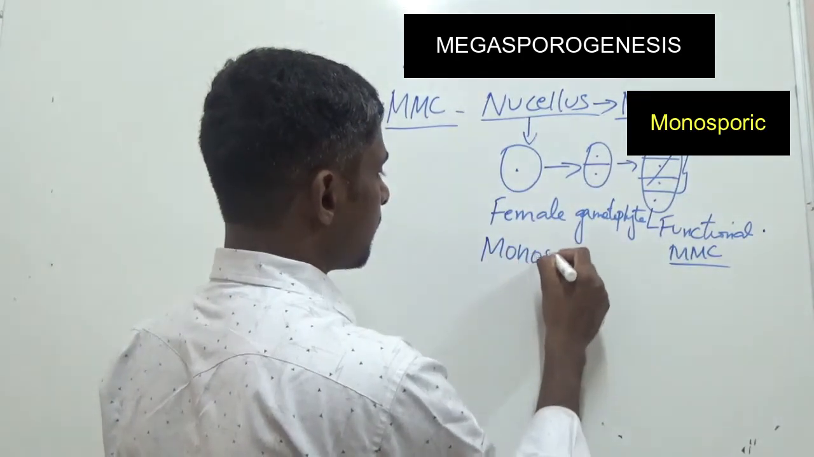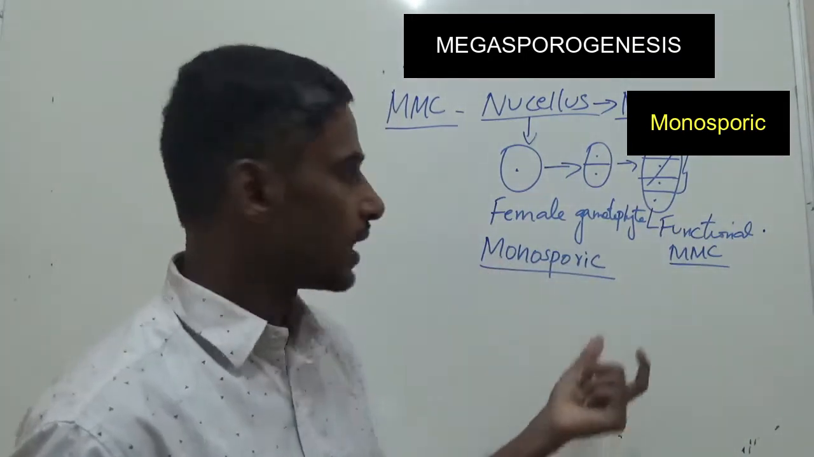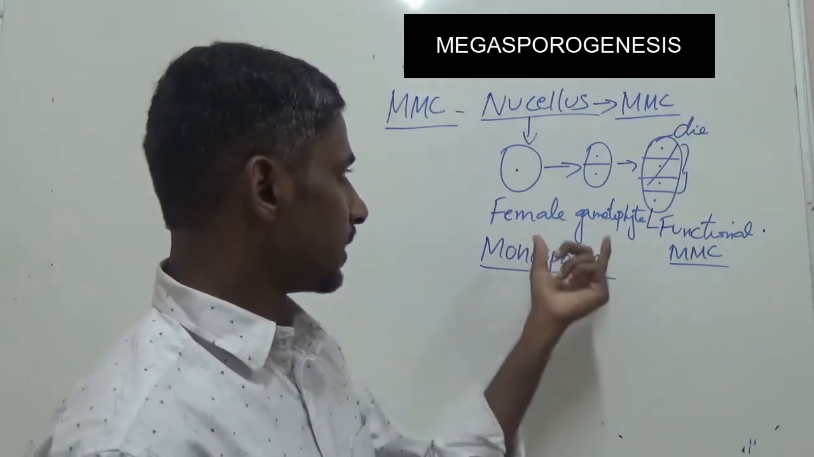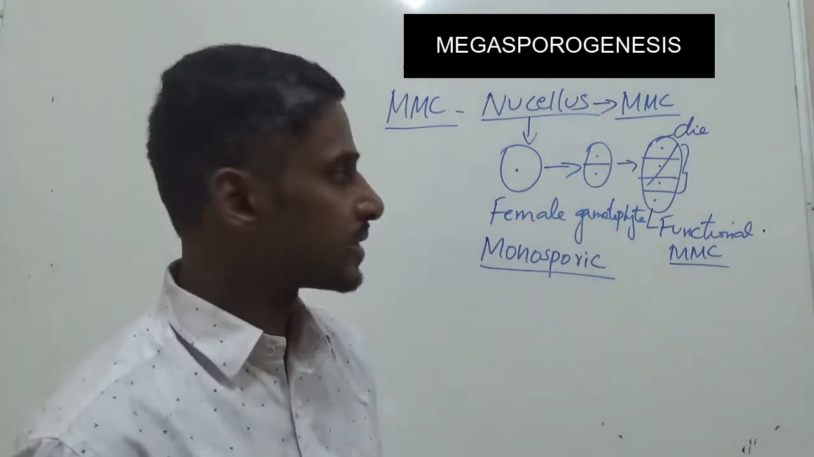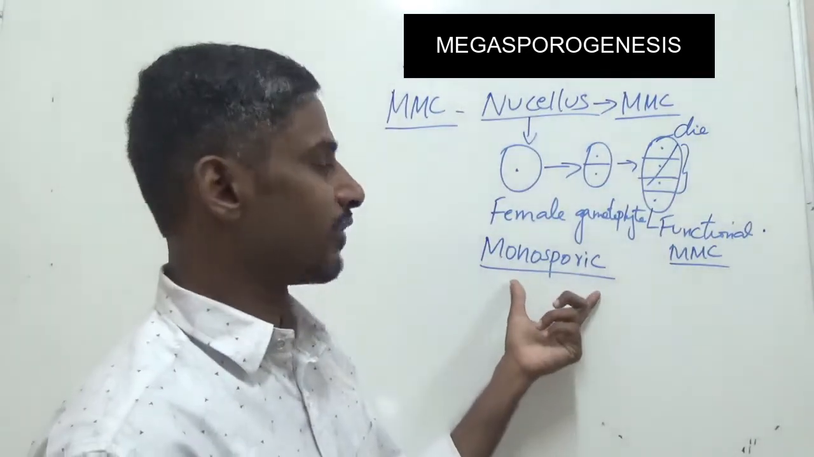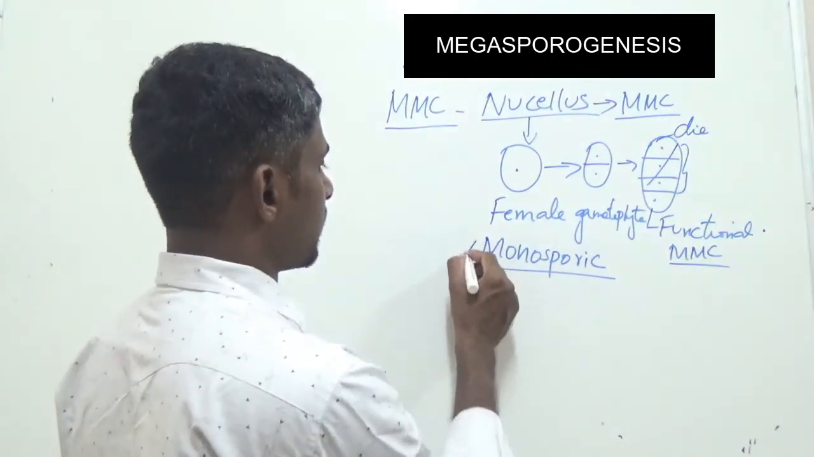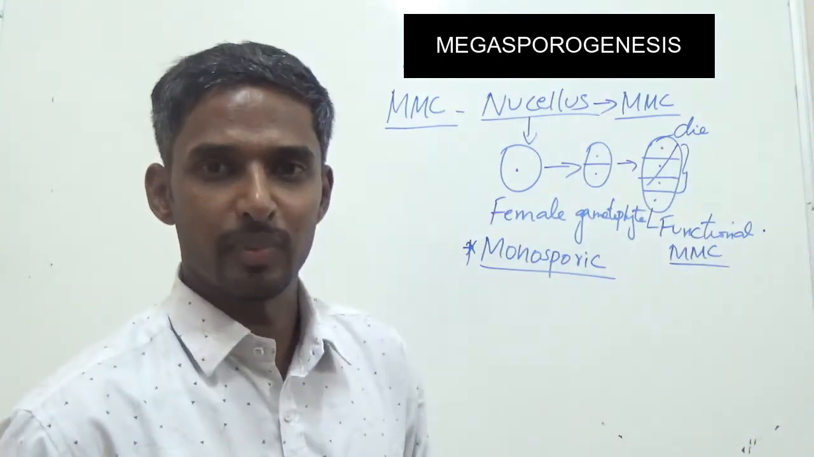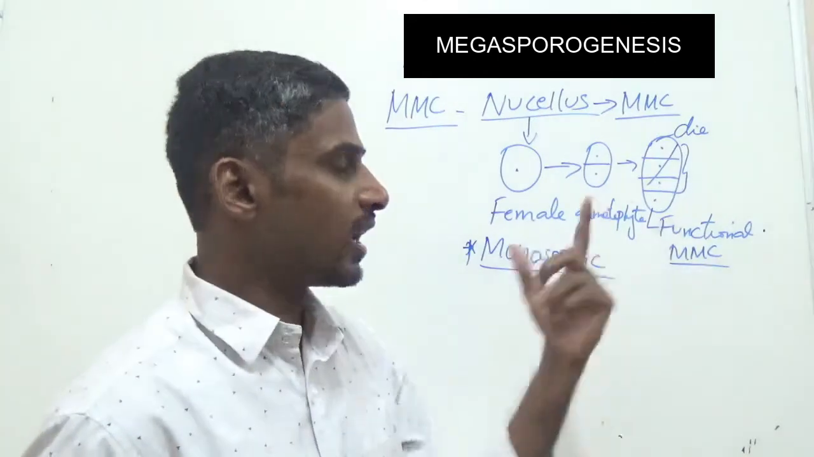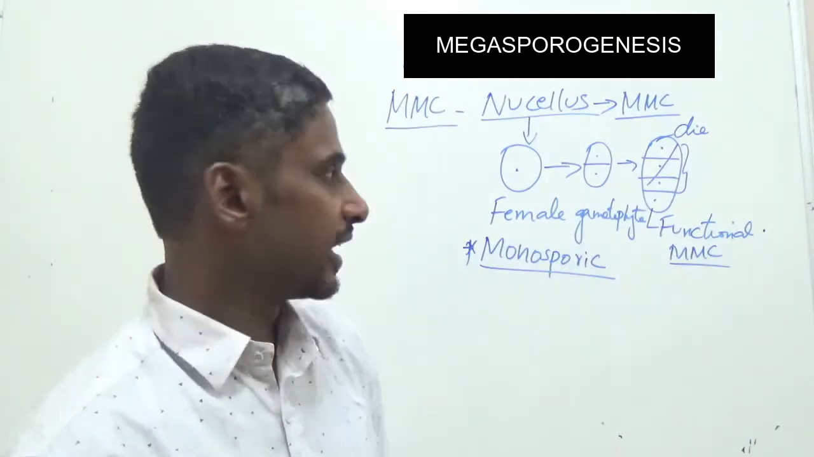monosporic. Monosporic. So by the word you can understand that mono means one, and sporic refers to spore. And therefore, if the female gametophyte develops from one single megaspore, that kind of development is called monosporic development. So this is very important, you should remember. They may ask you what is monosporic development of female gametophyte, and therefore if the development of female gametophyte takes place from one functional megaspore, that is called monosporic development.